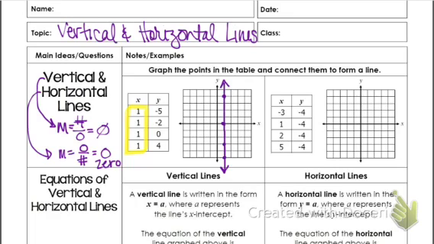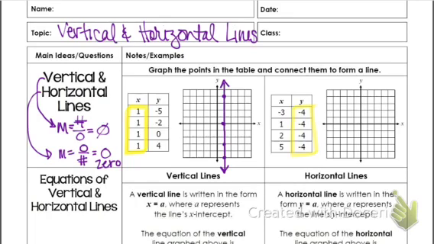Look over at the next table. What's the same on this one? The y's are the same. So that means that we're going down to -4 every single time, which means it's not having a change in how much it's moving up or down. So no up or down change means it's going to be horizontal.